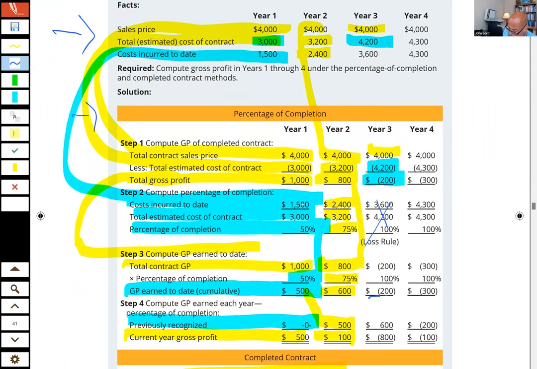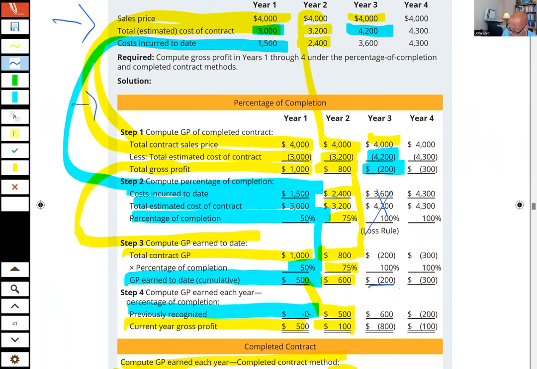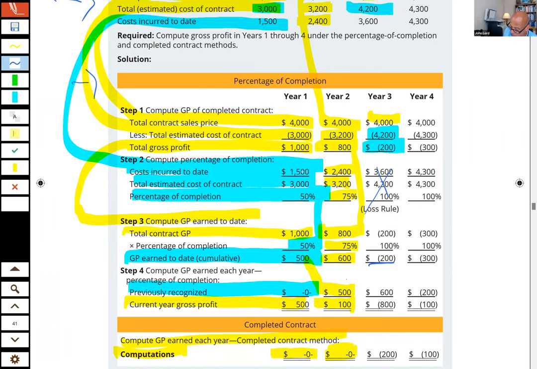I have to take a loss of $200,000, but since I have already taken profit of $600,000 in year one and $100,000 in year two, I actually have to take a loss of $800,000, which reverses out the $600,000 that I took previously. So now the net impact on retained earnings is the $200,000 loss, right?